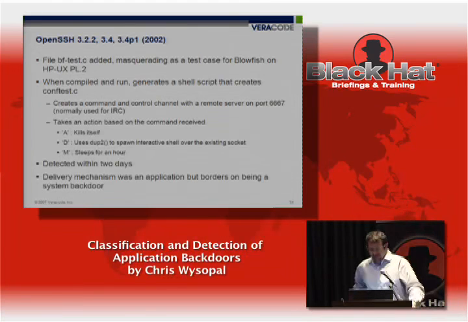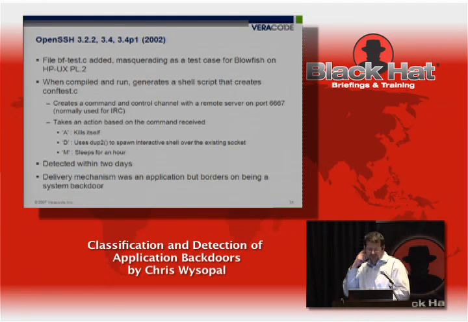So in 2002, someone modified the OpenSSH distribution, and they put in a test case called BF test, masquerading as a test case for Blowfish for a specific platform, HP-UX. When you compiled and built OpenSSH, instead of the test case just running and saying, okay, all the math is right on this system, I got my big endian, little endian right, I got the size of my words right, which is what these test cases are typically for, it created a shell script out of what looked like data and ran it on the system.